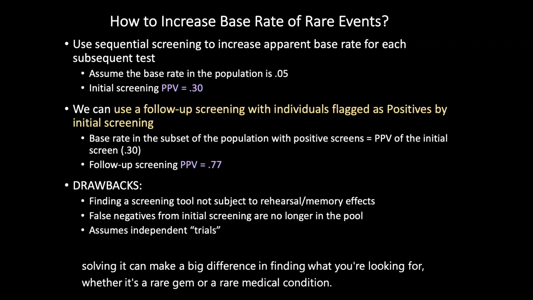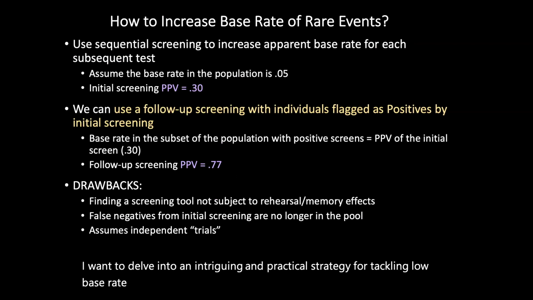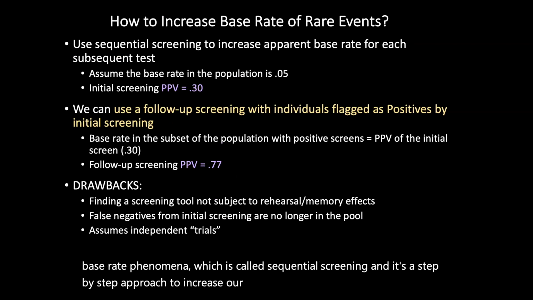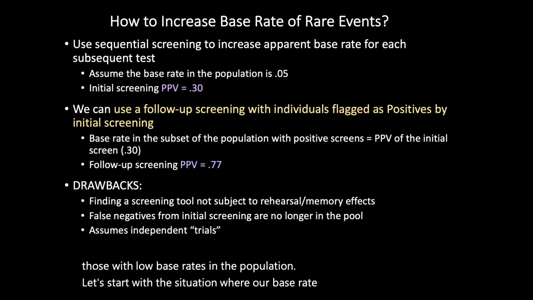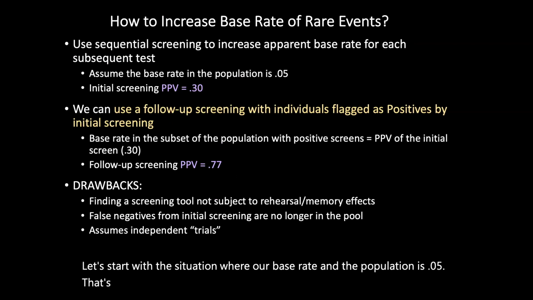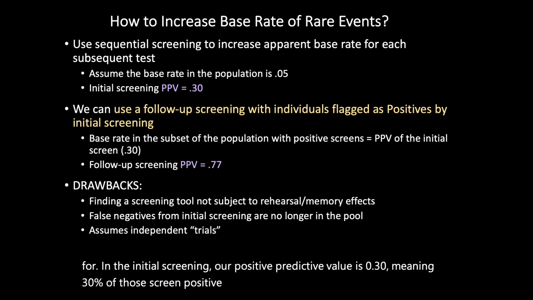I want to delve into an intriguing and practical strategy for tackling low base rate phenomena, which is called sequential screening. It's a step-by-step approach to increase our ability to detect rare events, especially those with low base rates in the population. Let's start with the situation where our base rate in the population is 0.05. That's just 5% of the population presenting the condition we're screening for. In the initial screening, our positive predictive value is 0.30, meaning 30% of those screened positive actually have the condition.